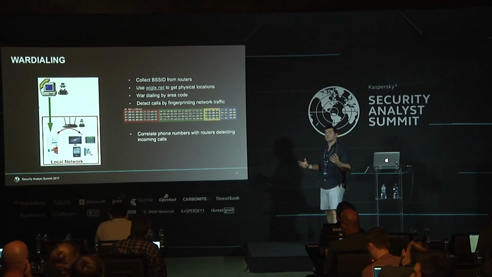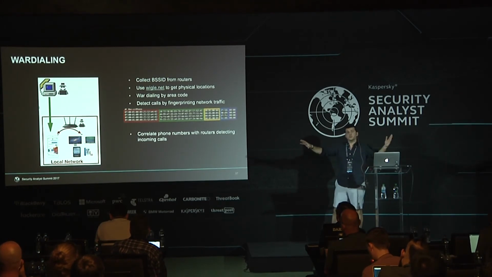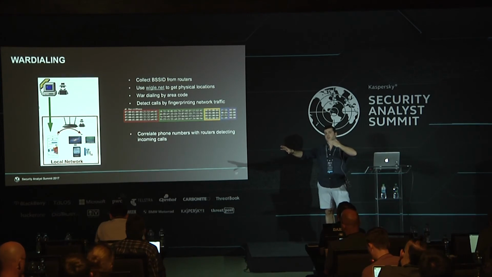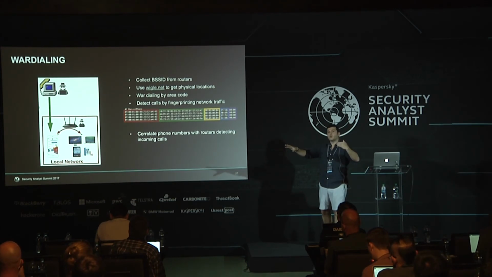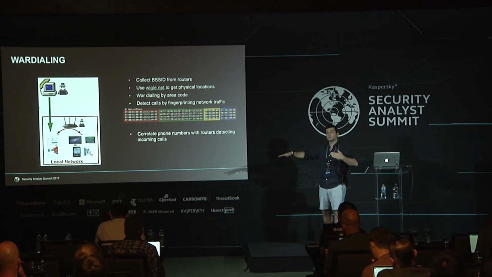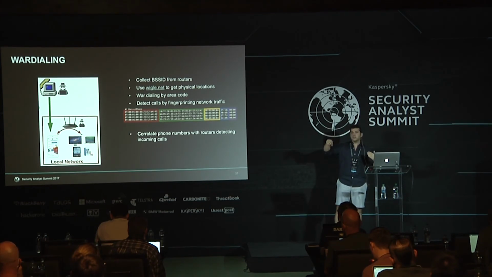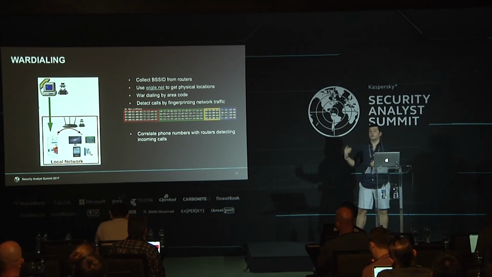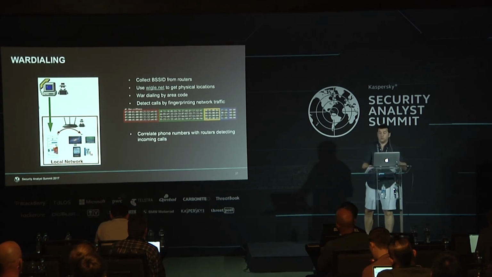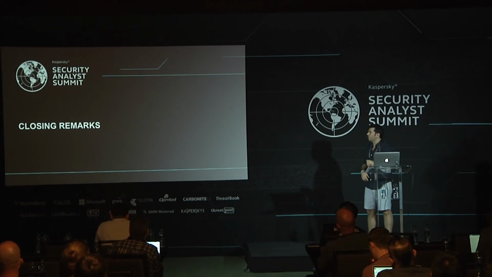The point of this is you control the routers, you start to make calls to a specific area where you know the routers are, because you used wigle.net with the BSSID, and you start to correlate and fingerprint the call. You make a call and you detect in which router the call came in, and so you now have a phone number for that router, and you can go ahead and perform this attack because you own the router. So, closing remarks.